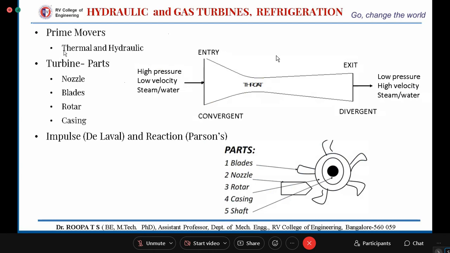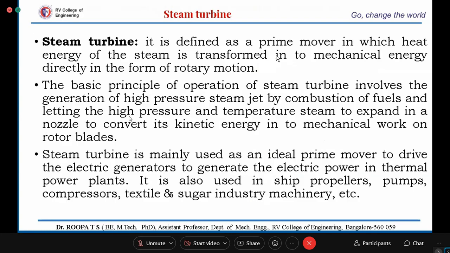So we have understood what is thermal prime mover and hydraulic prime mover. If the prime mover is using water energy at the inlet to convert that into some mechanical energy, then we say it is a hydraulic prime mover. So you people have understood the nozzle effect, how the pressure and velocity are varied when it passes through the nozzle. And you also understood what are the various parts of a turbine. So these things we discussed in the previous class.